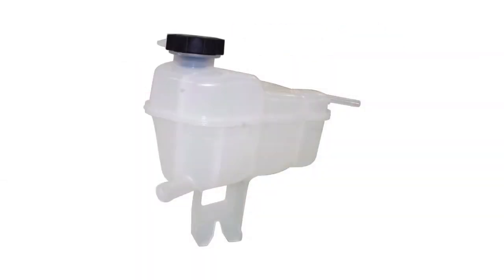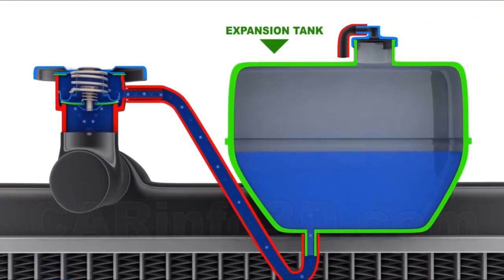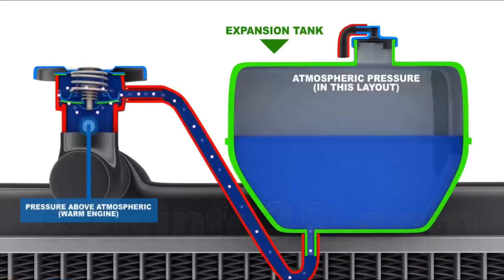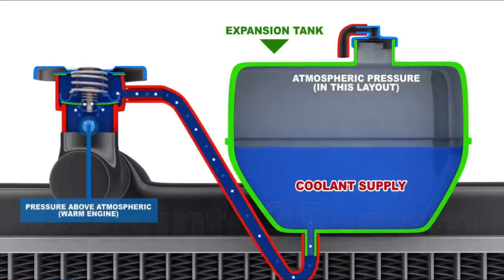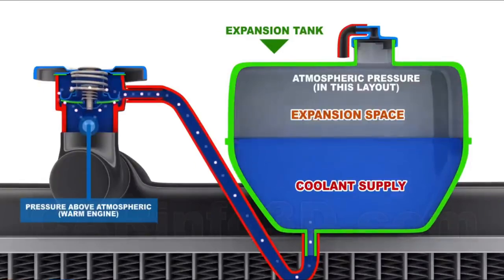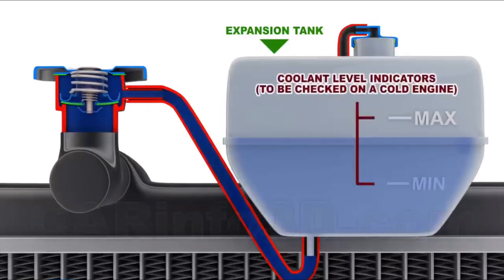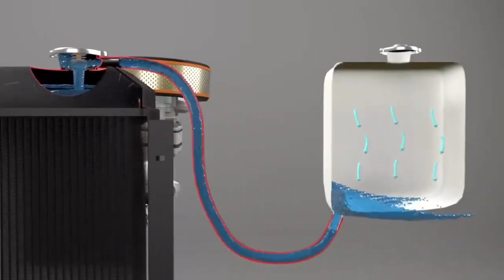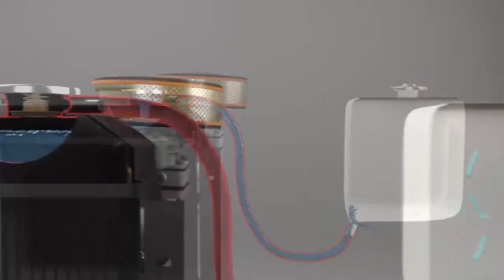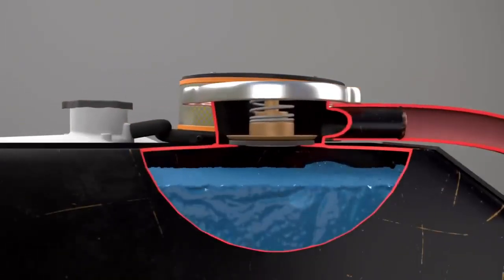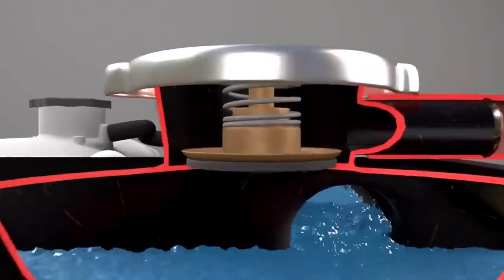The expansion tank, also known as the coolant reservoir or overflow tank, manages coolant volume changes due to temperature fluctuations, maintains system pressure, and ensures a consistent coolant supply. The expansion tank is a plastic or metal container connected to the radiator or cooling system via a hose, typically located near the radiator. It serves as a storage reservoir for excess coolant and a buffer to maintain proper coolant levels. Its operation is closely tied to the radiator pressure cap and the cooling system's thermal dynamics.